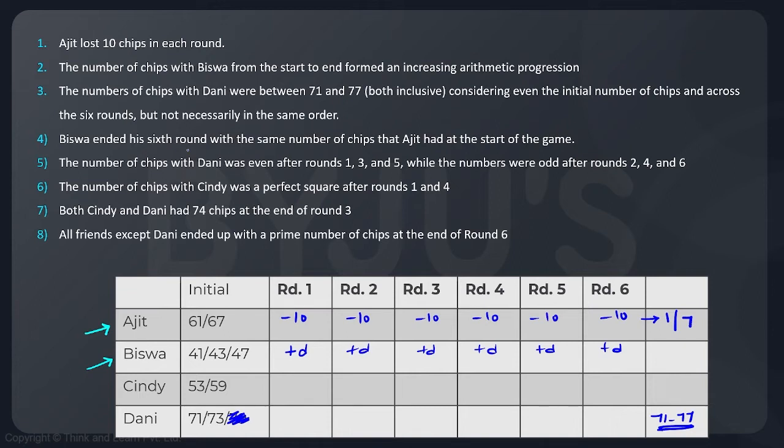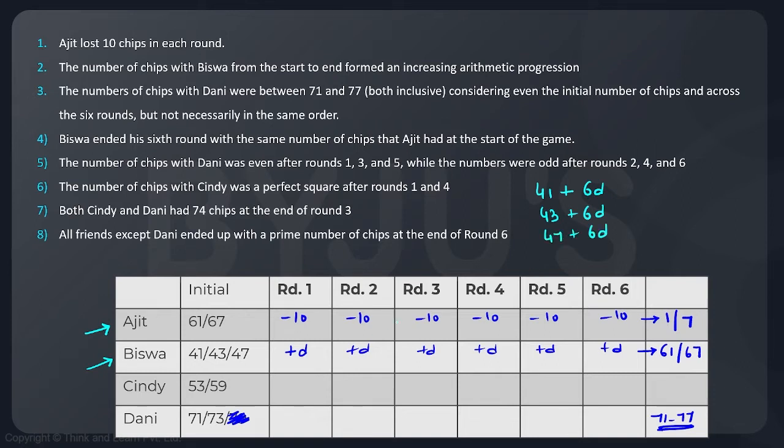Here he says Biswa ended his 6th round with the same number of chips that Ajit had at the start of the game. So can I say Biswa here had either 61 chips or 67 chips? There is an important point. Can I say the total number of chips with Biswa can be 41 plus 60 at the end, or it can be 43 plus 60, or it can be 47 plus 60?